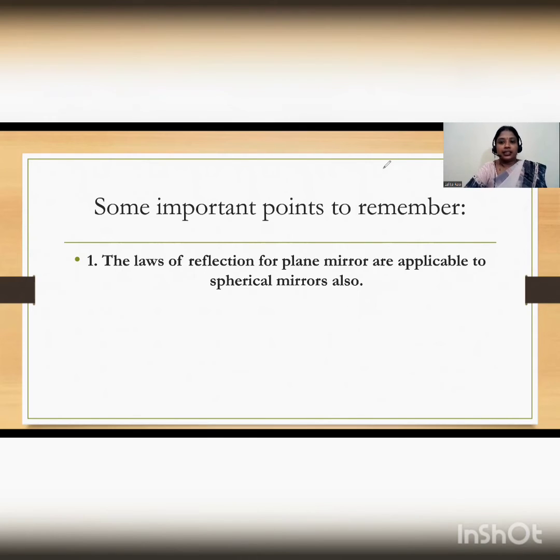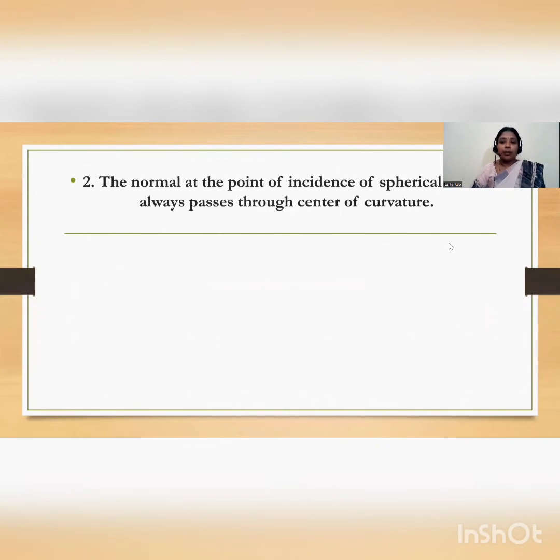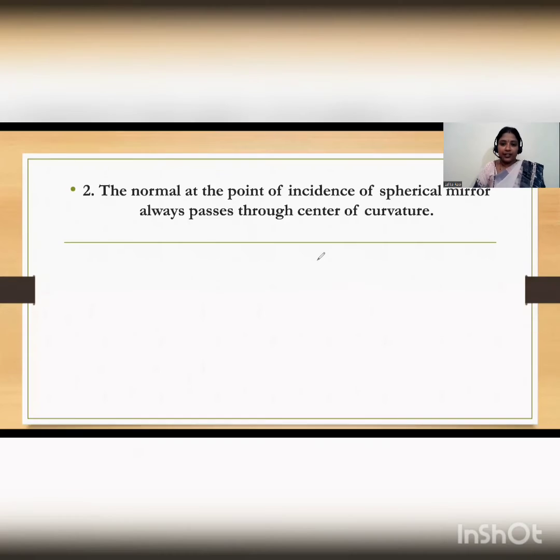Okay, yes, so this is the first important point. And the second is that the normal at the point of incidence of a spherical surface always passes through the center of curvature. What does it mean? It means, suppose you have a spherical mirror, this is the pole, this is the center of curvature.